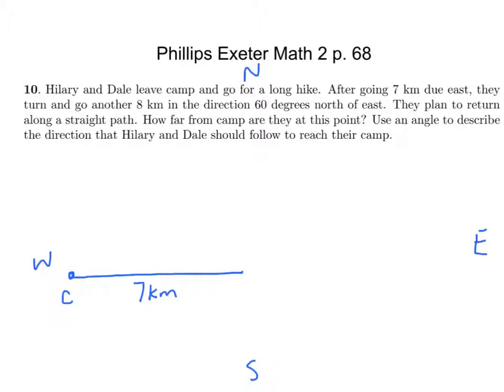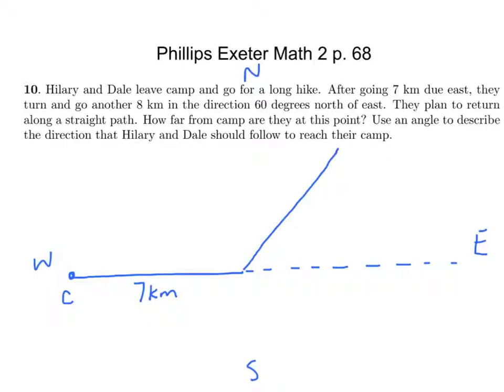Okay, and then they turn and go another 8 kilometers in the direction of 60 degrees north of east. So what this means is if they're just going in this direction towards the east, now they're going to turn and go 60 degrees to the north of east. So they're actually going to turn this direction 60 degrees. So they're actually going somewhat like that.